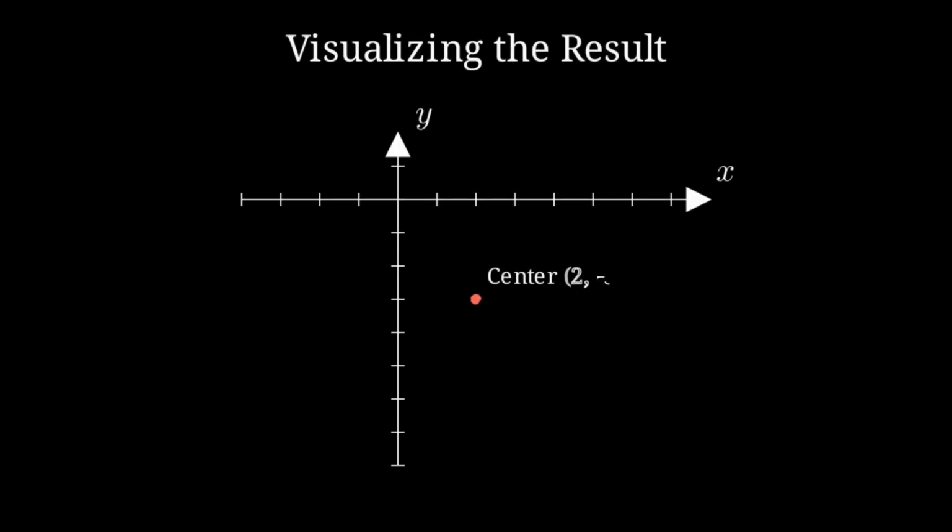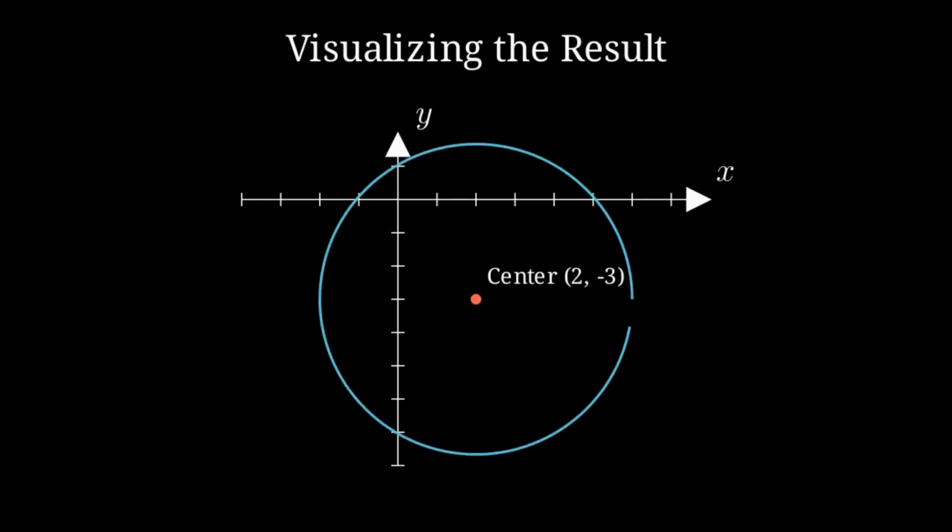Graphing the circle confirms our work. We place the center at (2, -3). Since the radius is 4, the circle extends four units in every direction from that central point, creating a perfect geometric shape on our grid.